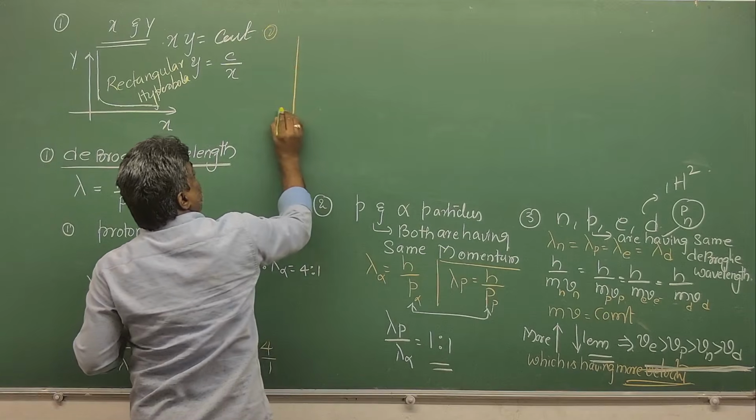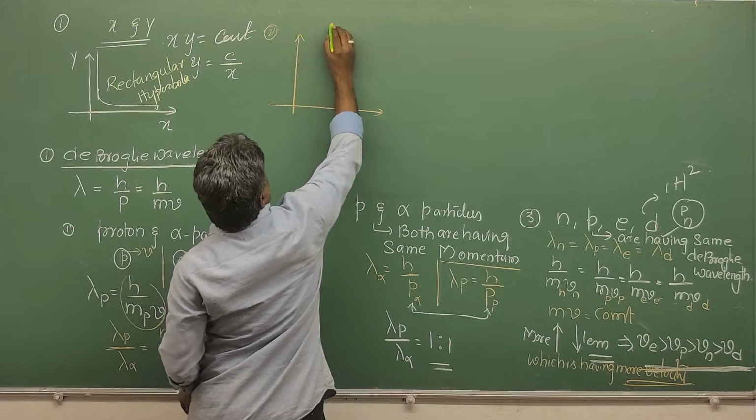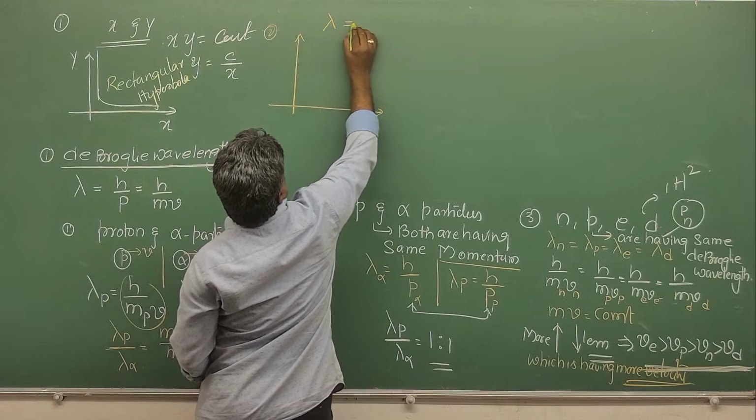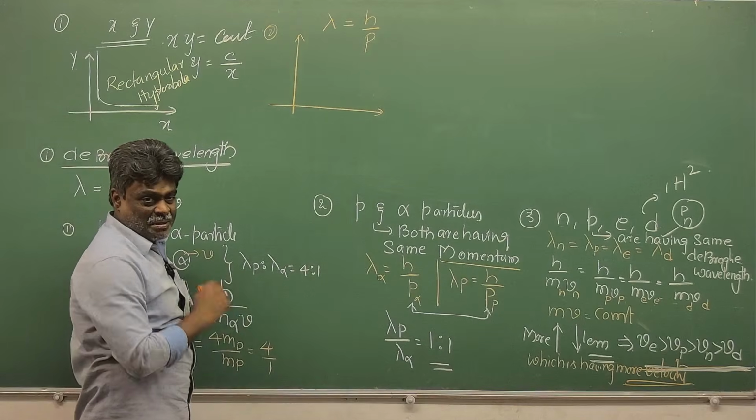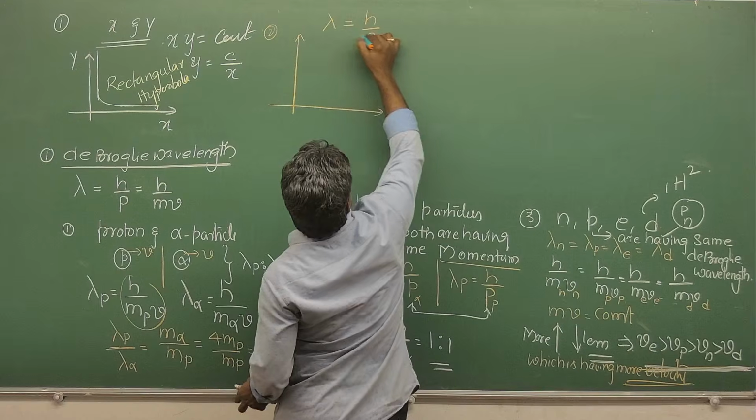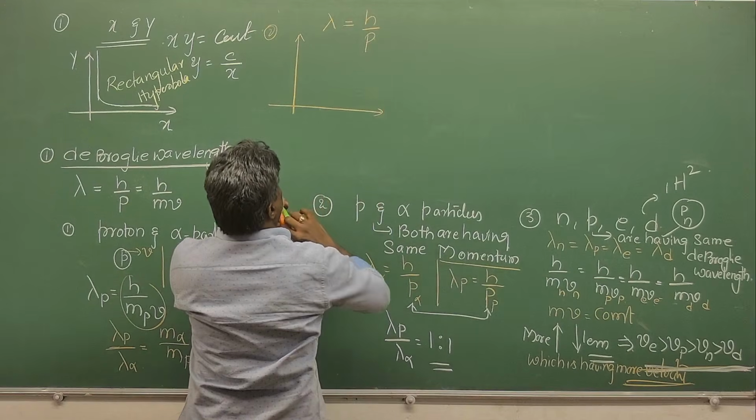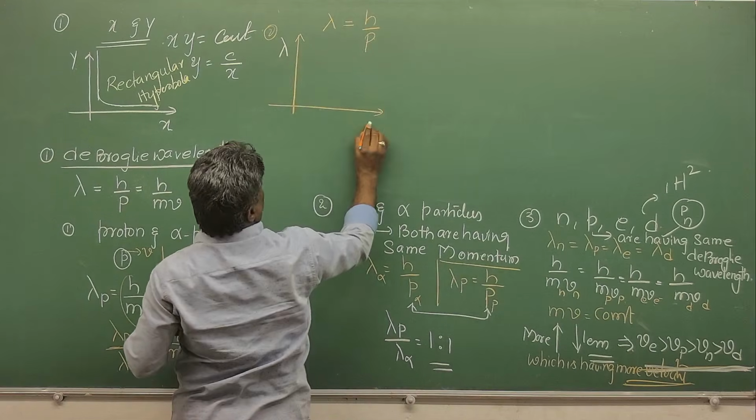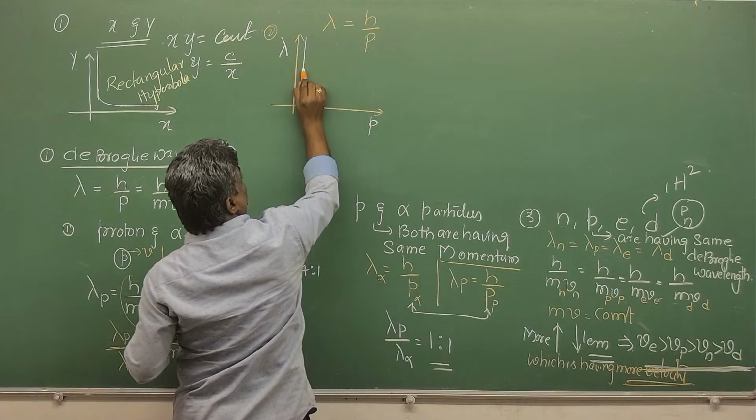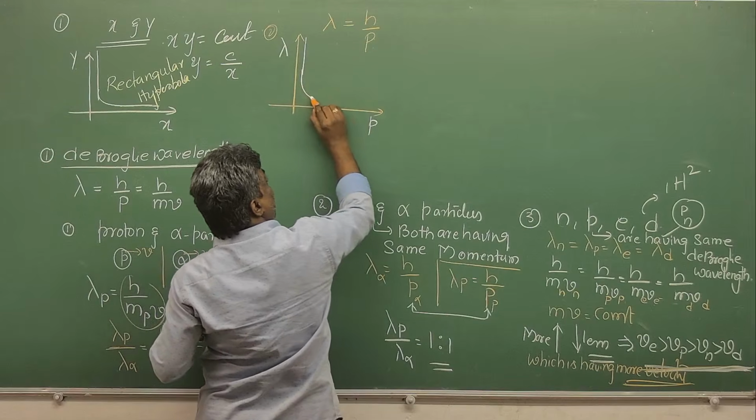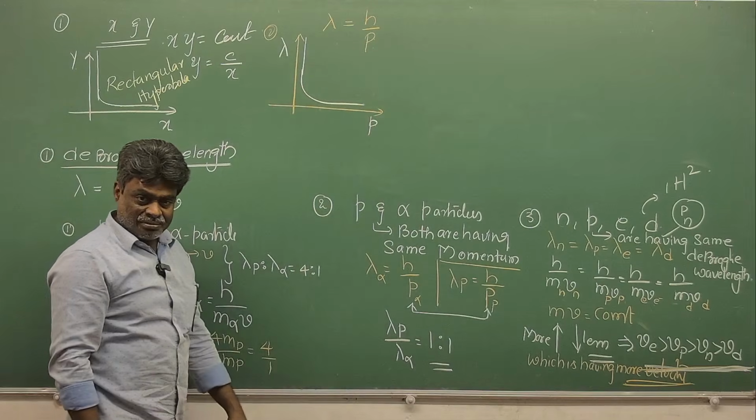Now, the second one. Now he is asking for this relation. Could you please tell me what is the relation between lambda and momentum? Inversely proportional. So whenever you have inversely proportional, here lambda, here p. P tends to 0, lambda tends to infinity. P tends to infinity, lambda tends to 0. One more.